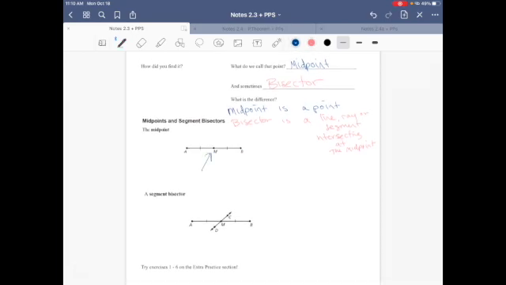This is just a point, so we call that a midpoint, where this one also has a midpoint, which we generally call M. But we also have this line here that intersects at M. So that line DC is a bisector.